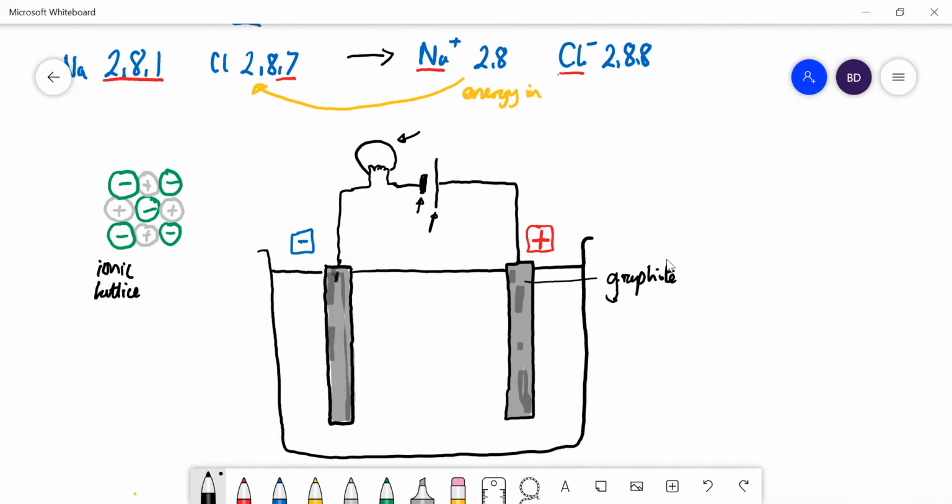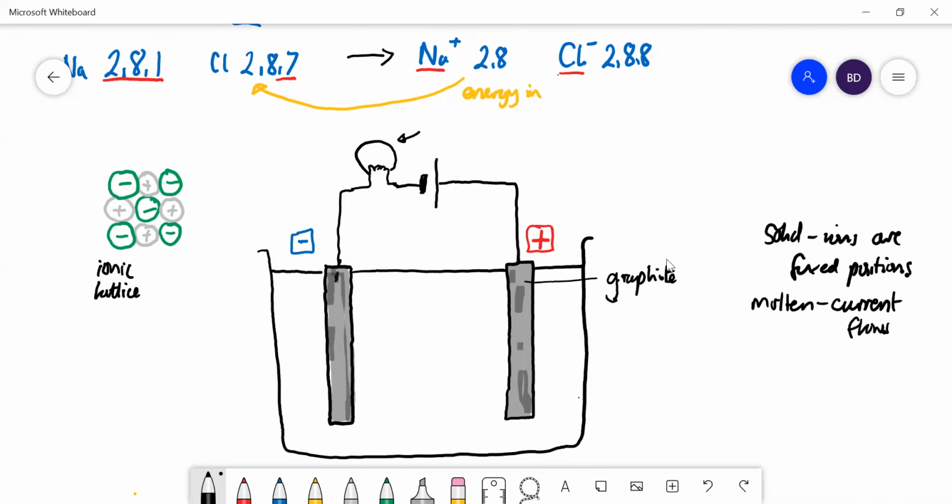And at that point, if you've got solid sodium chloride, no current will flow and the light bulb will not light up. The reason why no current will flow is because when it's solid, the ions are in fixed positions. So nothing happens. If we melt the sodium chloride, though, if it's molten, then current flows, and that's because the ions can move.